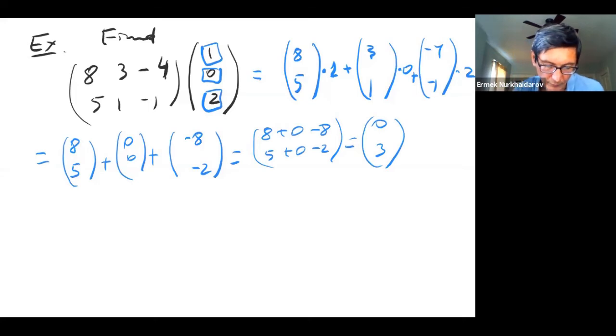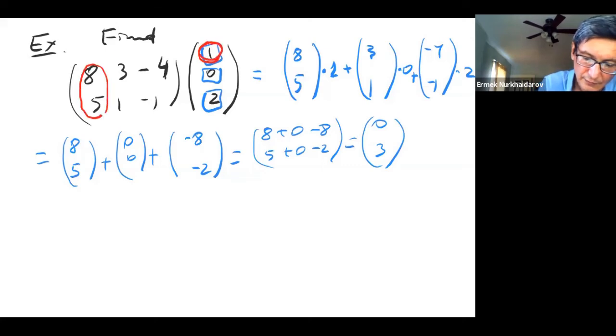So one more time. 1 is the first entry. It corresponds to the first column. 2 is the second entry, so it will be multiplied by the second column. 2 is the third one, so it has to be multiplied by the third.